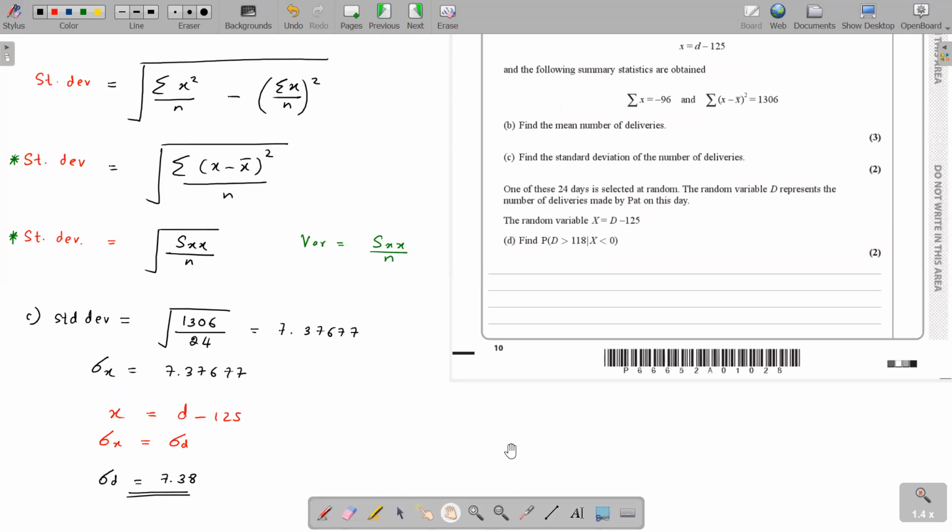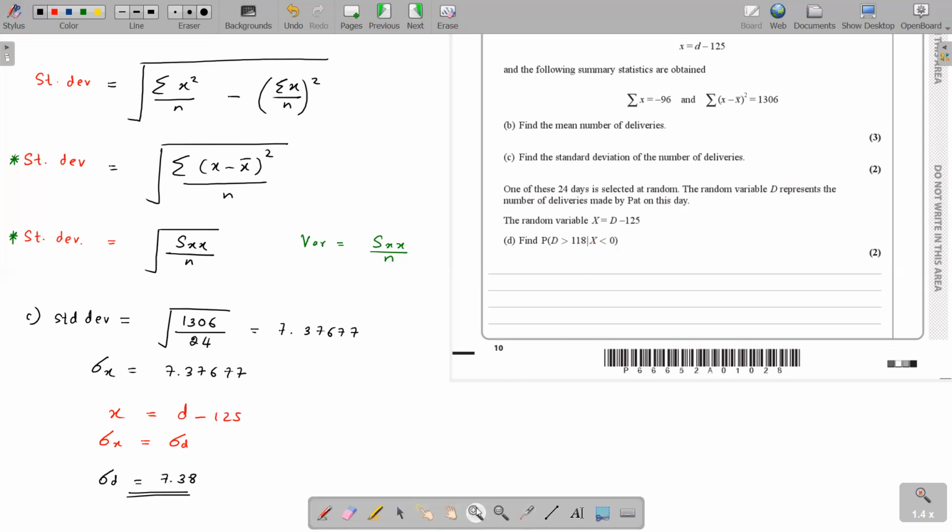Then let's go to the next one. One of these 24 days is selected at random. The random variable D represents the number of deliveries made by Pat on this day. The random variable X equals D minus 125. Find the probability that D is greater than 118 given that X is less than 0. So, first thing: when you have a given that, your probability is taken entirely from only the given that part.